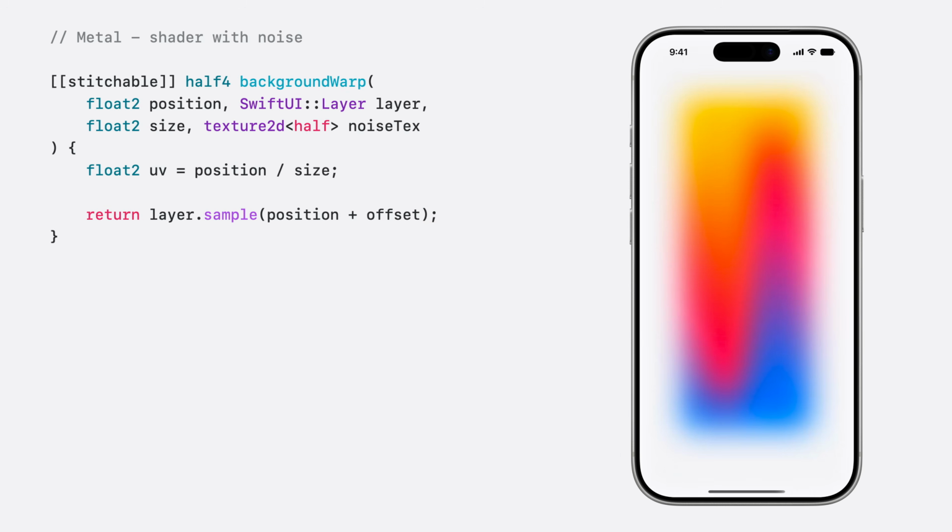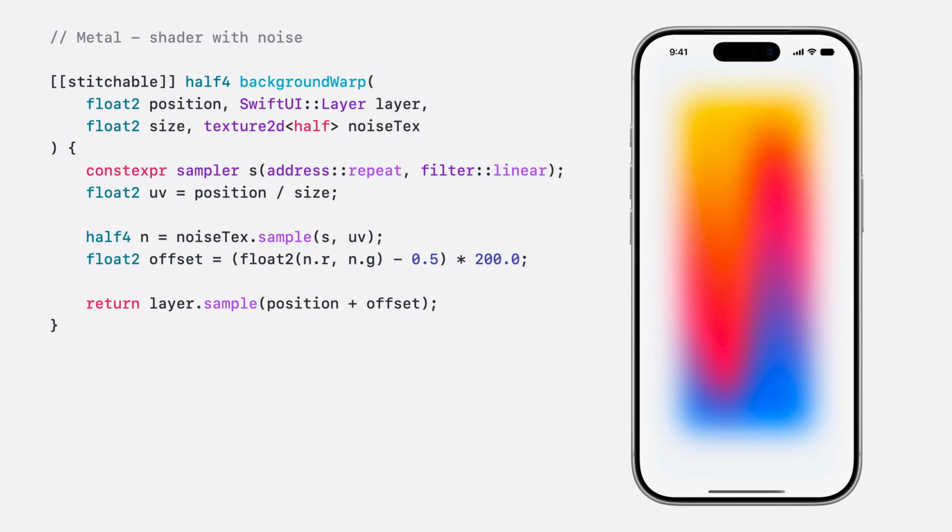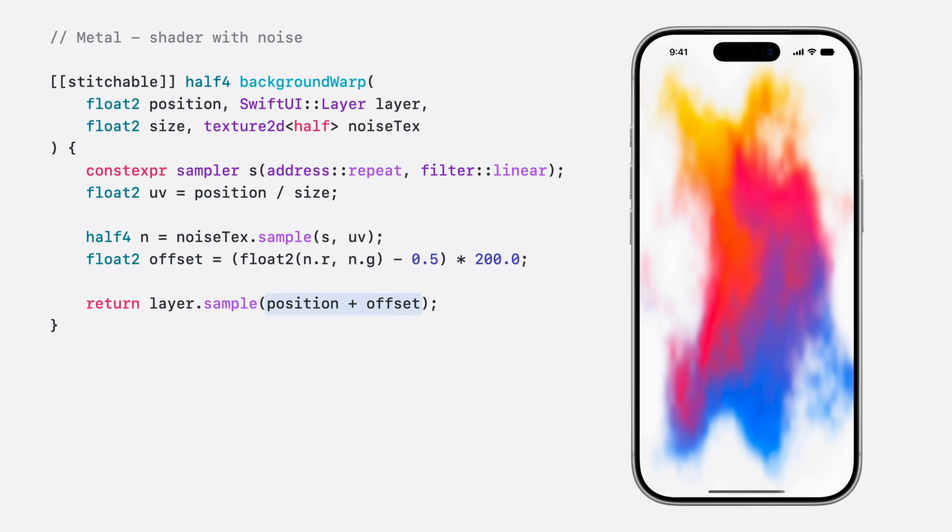Now come back to the Metal shader. I create a sampler with repeat mode, so it tiles. Then I sample the noise at each pixel's UV position. The red and green channels give me a two-dimensional offset, which I scale and add to the position to sample from the original view. Now, the shader twists the image slightly.